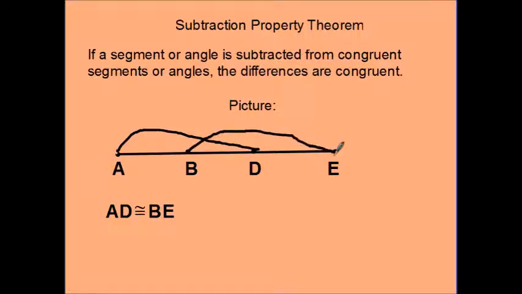What do you notice about those segments there? What I notice here is that we have an overlapping piece right here in the middle, segment BD. Now, what would happen if we take that piece away? What are we going to be left with? We're going to be left with the segment AB congruent to segment DE. The two pieces left, when we take out that overlapping piece, are going to end up being congruent by subtraction.